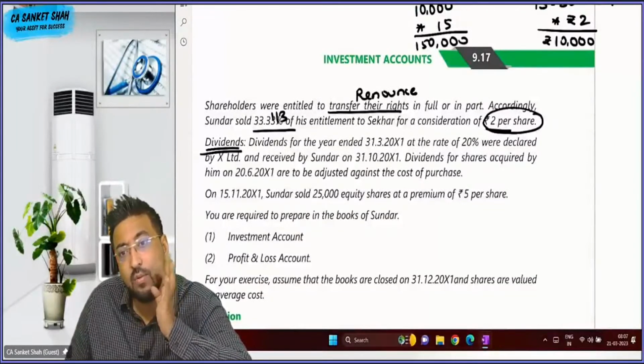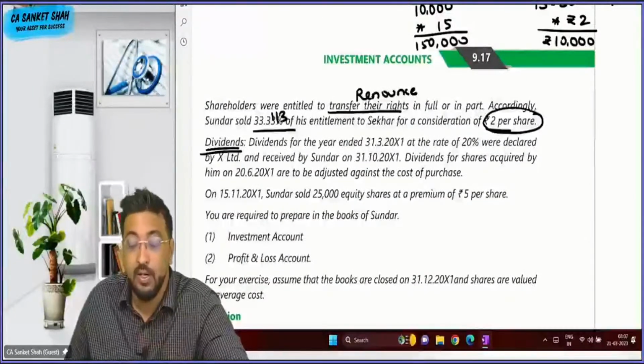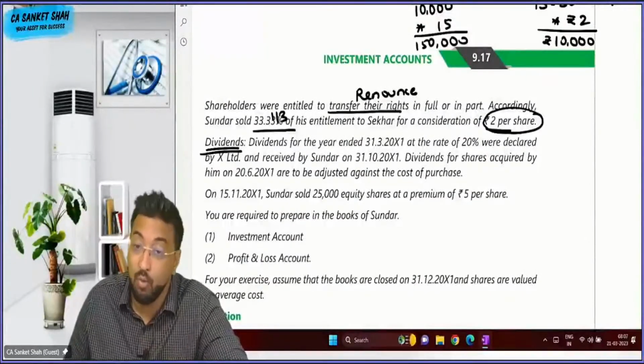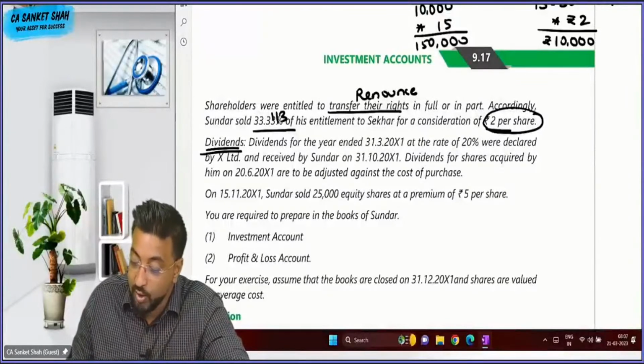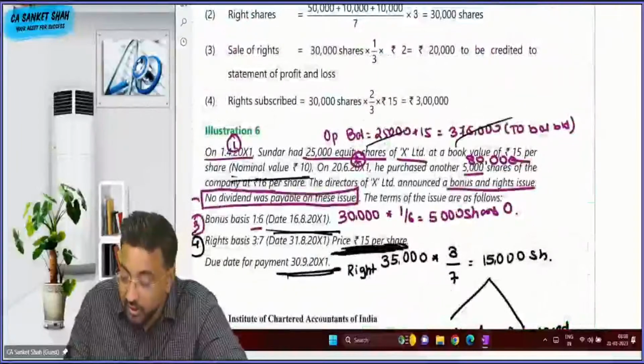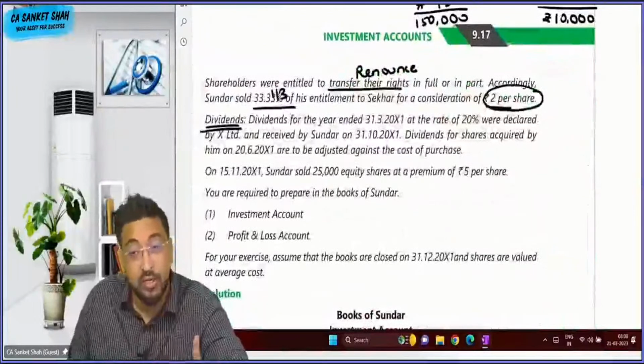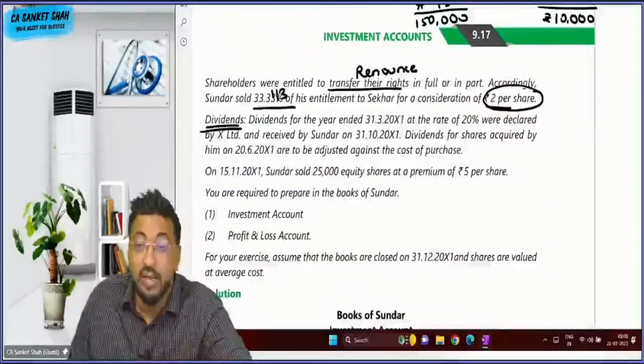Dividend is always on face value. Can you calculate the dividend amount? Yes, I want the dividend amount now. How many of you can tell me the dividend amount? One share face value is given in the question. Nominal value 10 rupees is already given, the face value, beta. So dividend is always received on the face value. Can you calculate dividend?